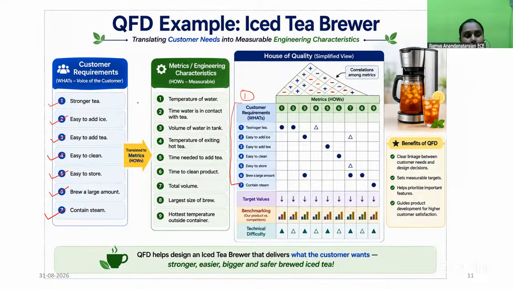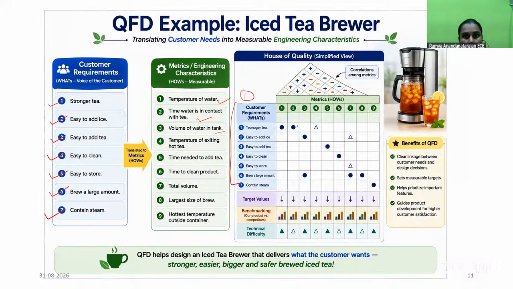So how are we going to achieve these 7 requirements? Let's say we are going to have a metric for temperature of the water, then the time water is in contact with the tea, because we wanted a strong tea, so it is related to contact time. Then they wanted to brew a large amount, so the volume of the tank is also a matter. Like that, we convert the customer needs into 9 metrics here. These 9 metrics form the column. So the 7 needs, that is the whats, are listed in the rows.